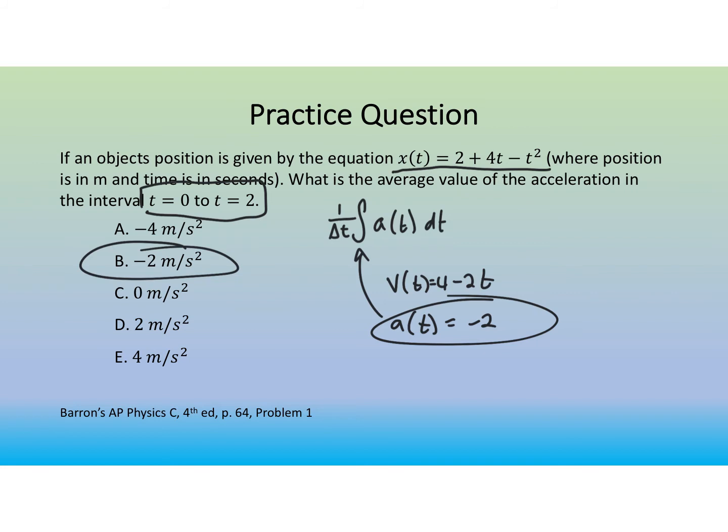Now, if we got a function for a of t, then we would integrate it from 0 to 2, find out what that integral value was, divide it by the length of that window, 2, and we would get our average acceleration. But if we recognize that it's constant here, we don't need to do any of that extra work.